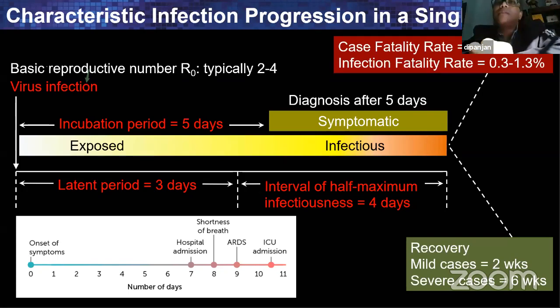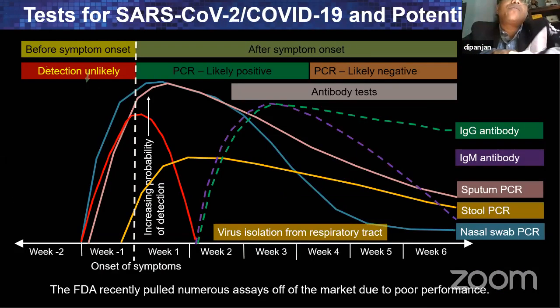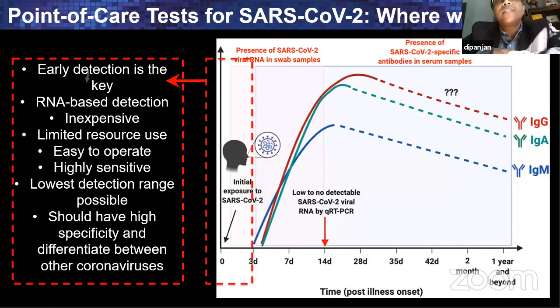So if you look at the fatality rate, that means the rate of death for these patients is around 1 to 15%. And the recovery of the mild cases is 2 weeks, to severe cases in 6 weeks. So the test for SARS-CoV-2, if you look at this, is a little bit of a complicated slide. And so one of the reasons why I tried to make a simpler slide is that it shows the curve, the blue one, green one, and red one, which shows how our body is responding to the presence of the virus.